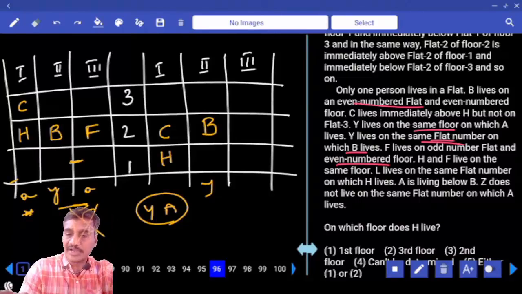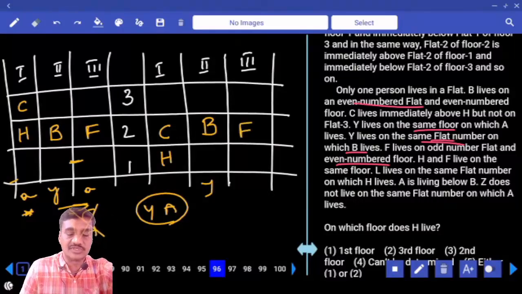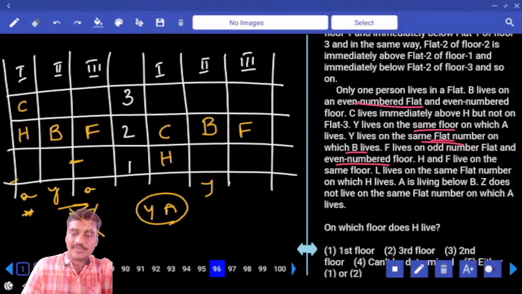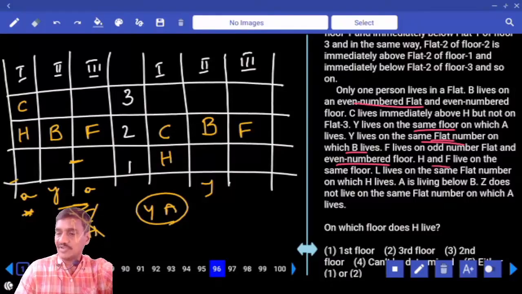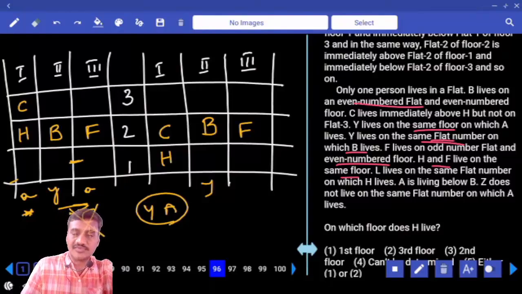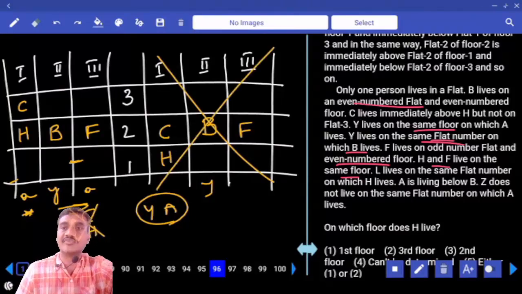Now again coming back to this one, here again F is here. Now if F is here, then H and F live on the same floor. H and F live on the same floor. And in the second case, H and F are living on different floors.